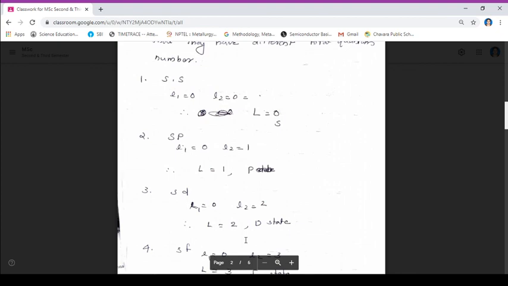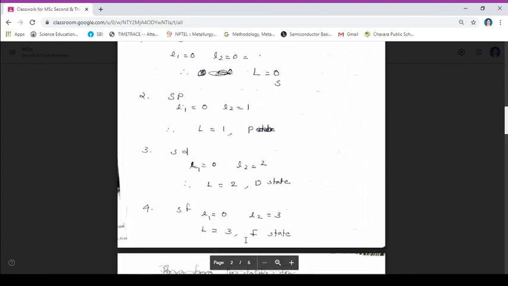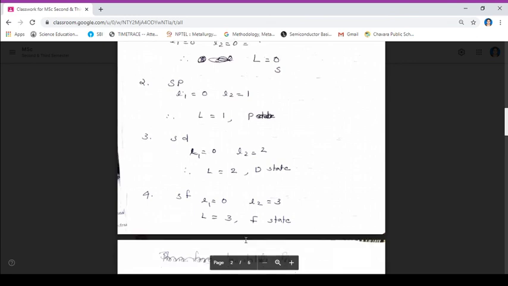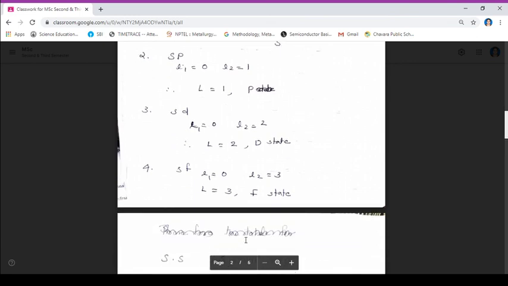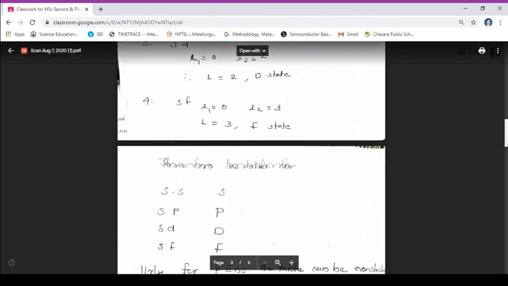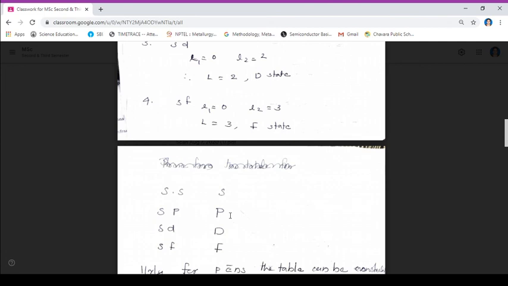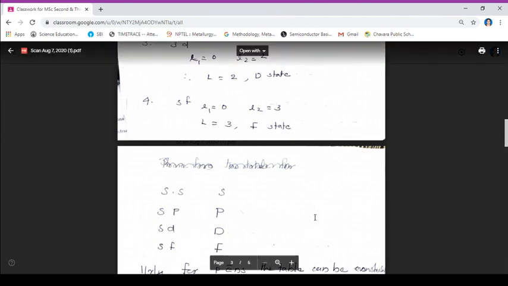S, D. In this case L1 equal to 0, L2 equal to 2, that means capital L is equal to 2, this corresponds to a D state. S, F. L1 equal to 0, L2 equal to 3, so that L is equal to 3, this is F state. Therefore S and S gives S, SP gives P, SD gives D state, SF gives F state.